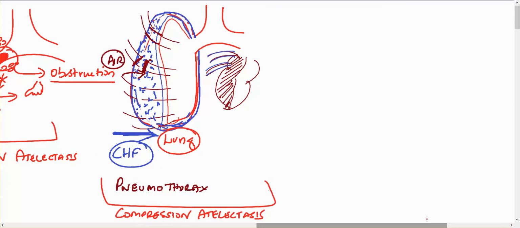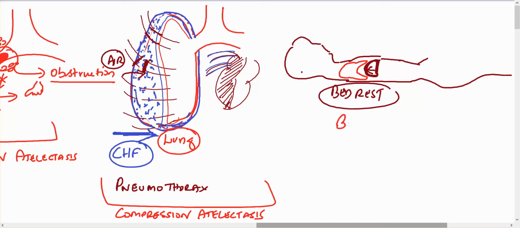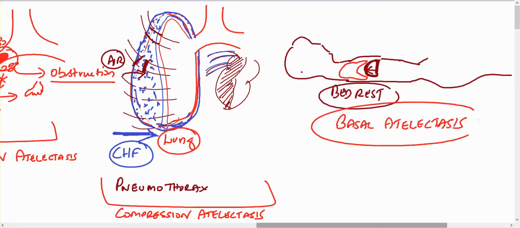Now let's see another type of compression atelectasis. Now the person is lying down. This is the diaphragm. When the person is taking bed rest for a longer time, for any reason, this diaphragm will always be going into the thorax. That will compress the basal part of the lung. So this is called basal atelectasis, a kind of compression atelectasis.